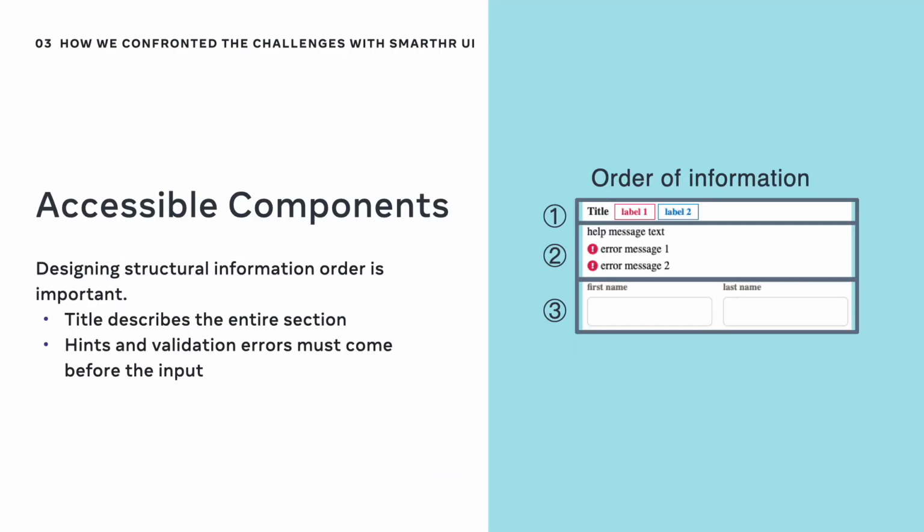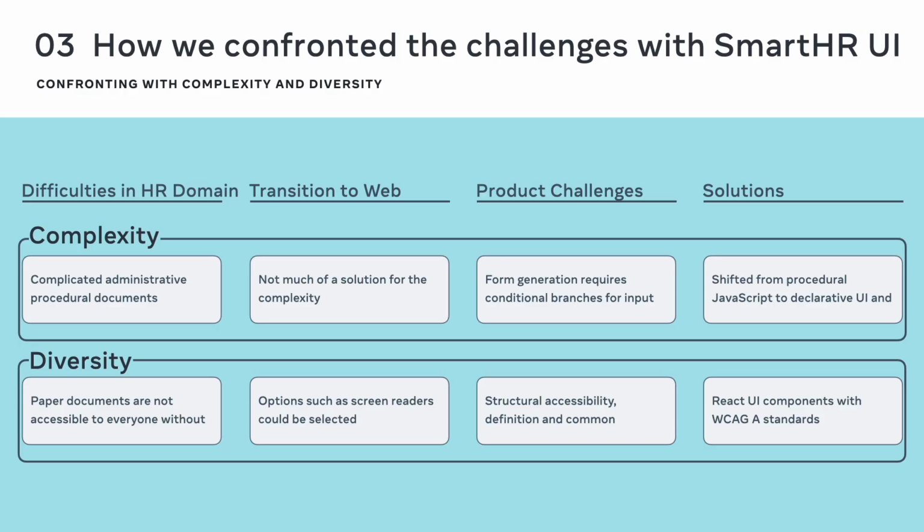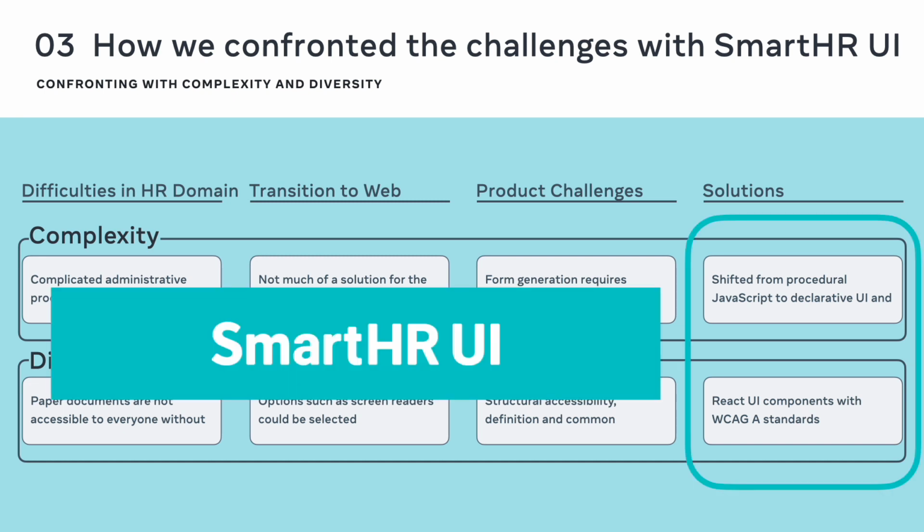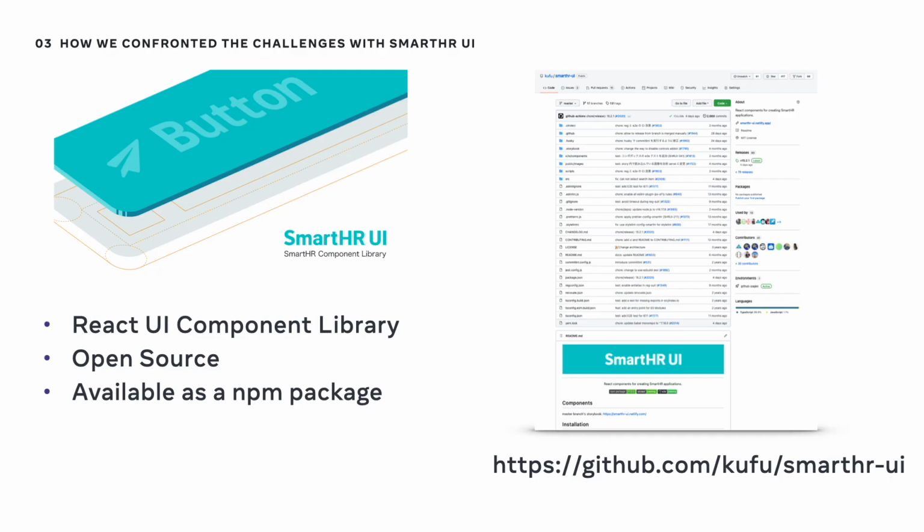These issues could be easily solved by understanding the importance of designing structural information: the order of the labels, hints, status information, and inputs. We are improving UI components to comply with accessibility standards. To summarize, there were two challenges: complexity and diversity. We have created a component library called SmartHR UI to absorb those two challenges.